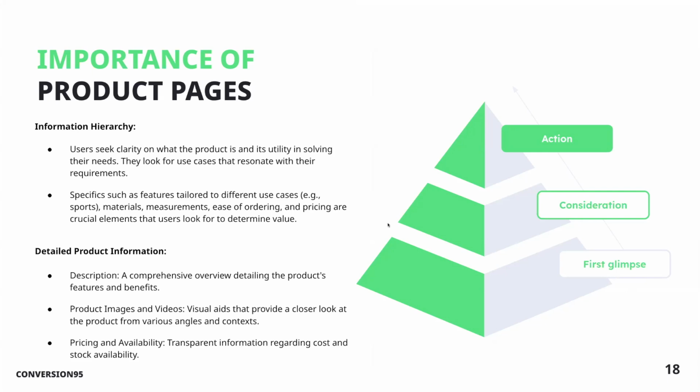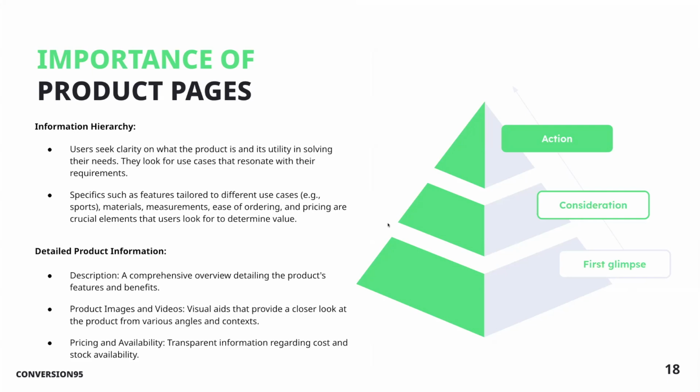Specifics such as features tailored to different use cases. Let's say we take sports, then materials, measurements, ease of ordering. Everything plays into the user's consideration and how they determine the value. So detailed product information generally consists of a comprehensive overview detailing the product's features and benefits in the description, but as I mentioned, not in plain text. And we'll look at some good examples of how it's done in a moment.